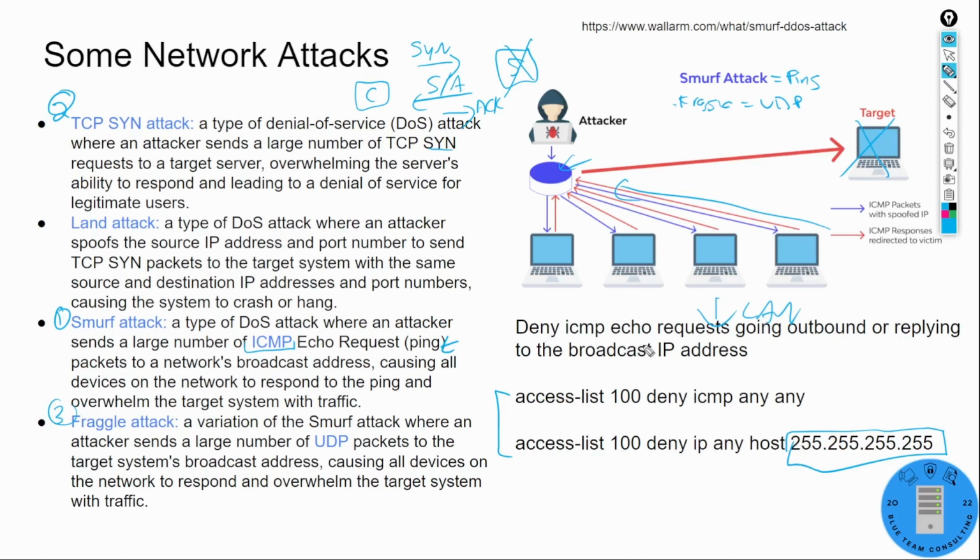So denying ICMP echo requests going outbound or replying to the broadcast IP address is a great way to prevent against Smurf and Fraggle attacks. And at a high level, if you can be familiar with Smurf attack being ICMP driven, Fraggle attack being UDP packet driven, and then TCP SYN attack, a large number of SYNs where the SYN-ACK allows the server or asset that's being targeted to go down, you'll be in really good shape.